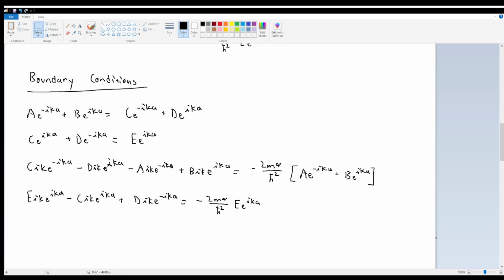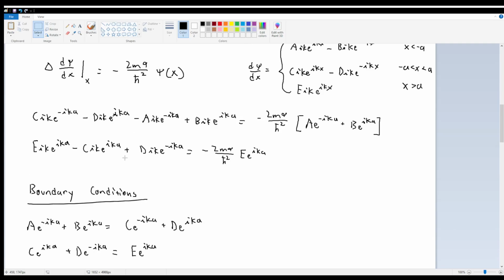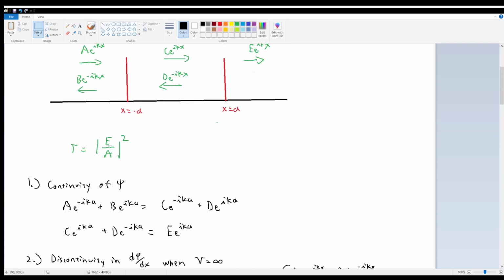Now our goal at this point is pretty much analogous to 2.27. We want to eliminate C, D, and B, because this is A, B, C, D, E. This is a system of 5 variables, and we only have 4 equations. So we can't solve this completely. We can only at most get it in terms of purely 2 variables, but that's exactly our goal, because remember, we're trying to get the transmission coefficient, which is in terms of two variables, E and A in this case.